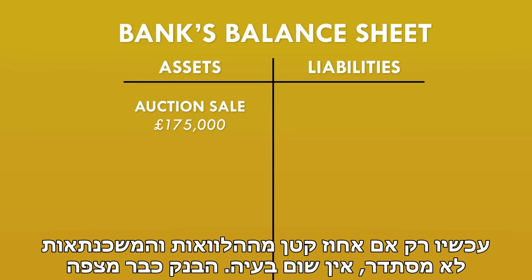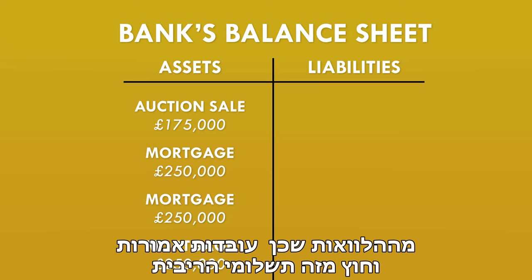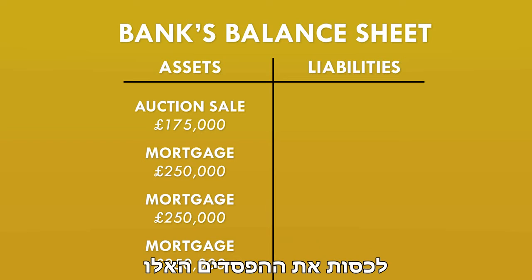Now, if only a small percentage of the loans go bad, there's no problem. The bank already expects at least 1 or 2 out of every 100 mortgages to go bad. That's just part of the risk. And besides, the interest payments from the loans that don't go bad should cover these losses.